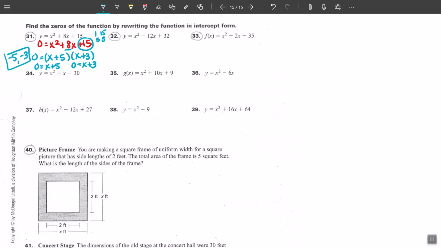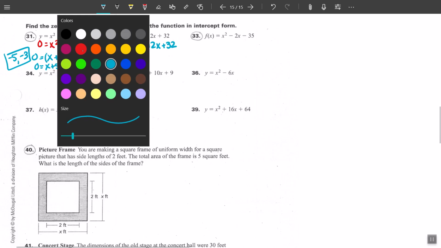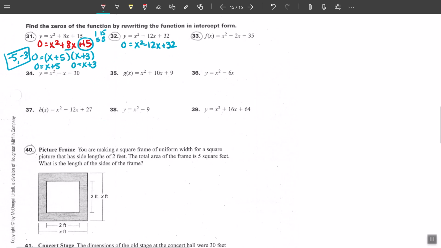So that's where this one would cross the line. These are the zeros of the function. When y is 0, the graph is going to be crossing the x-axis, and that happens at negative 5 and negative 3. All right, same thing on this one here. We're just setting y equal to 0. And then we're going to rewrite in intercept form, which means factor it.